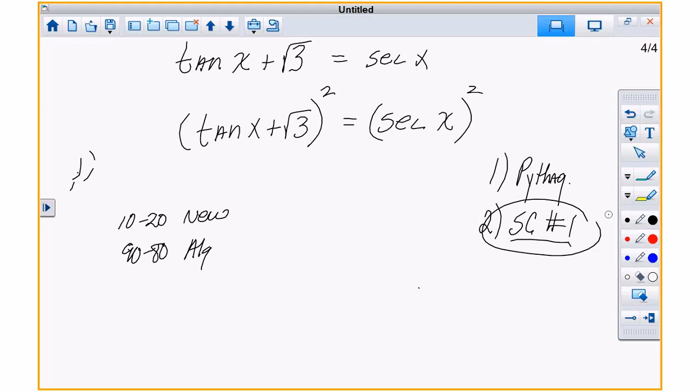So we've got tangent. This is shortcut number 1 because it's a plus. So that's tangent squared x plus 2 square root of 3 tangent of x plus, what's the square root of 3 squared? 3. The square root of 3 squared would be 3.